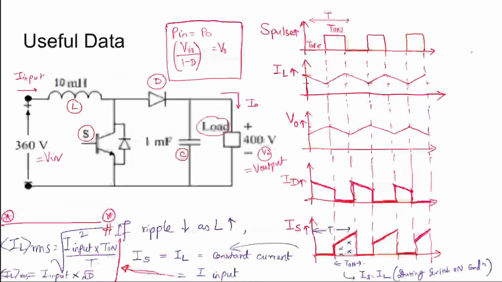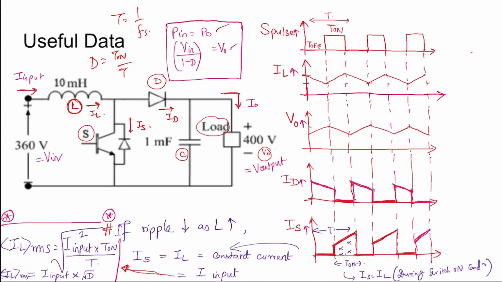Now, if this is the structure of a boost converter, the input power is equal to the output power considering ideal condition, and the relation of the output voltage in terms of input voltage is given by Vin by 1 minus delta, where delta is T on by time period, where time period is 1 by switching frequency. This is the input current I input, this is the output current I output, and this is the inductor L. The current through the inductor is IL, the current through the switch is IS if S is the switch, and the current through the diode is ID.